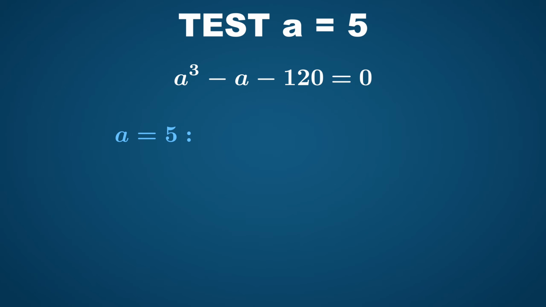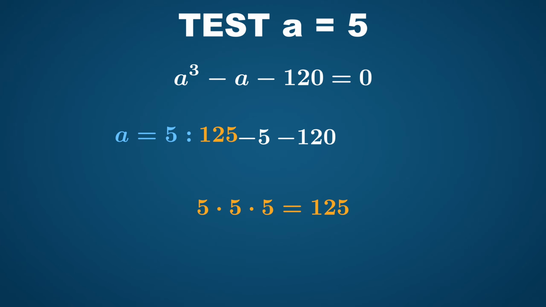The next integer factor to test is the number positive 5. We substitute a equals 5 into our cubic polynomial equation. We calculate 5 to the third power to start the evaluation process. 5 times 5 is 25, and times 5 again is 125. So the first term in our expression evaluates to 125. Next, we subtract the value of a, which is exactly 5 in this case.